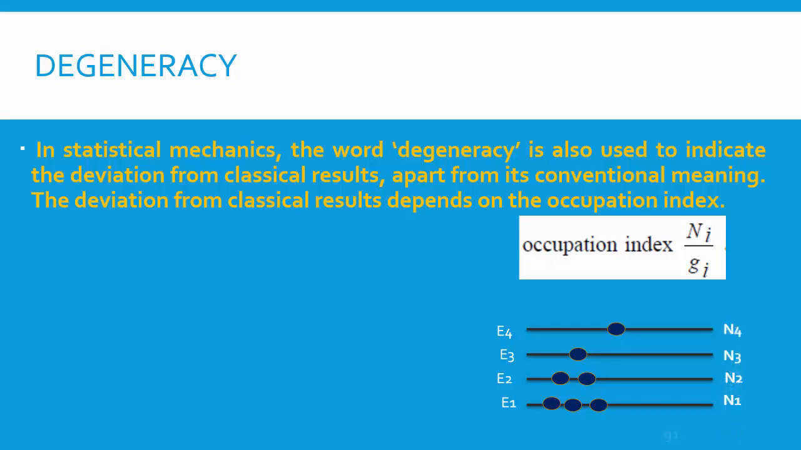Now consider this example on your screen. Let us say you have energy levels E1, E2, E3, E4, and the particles are distributed in energy levels as 3, 2, 1, 1. So I can say the number of particles in energy level E1 is N1, which is 3, N2 is 2, because it is the number of particles at energy level E2, and the number of particles in energy level E3 is N3, which is 1, similarly N4 at energy level E4.